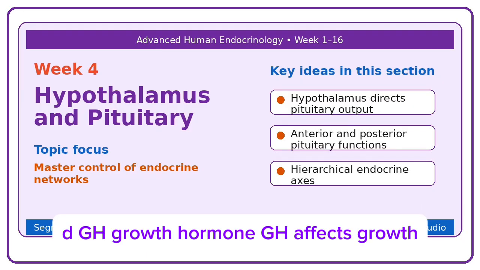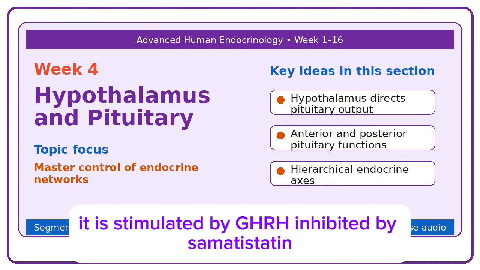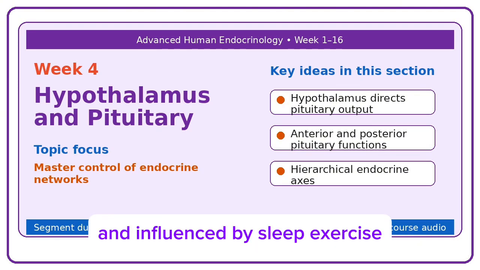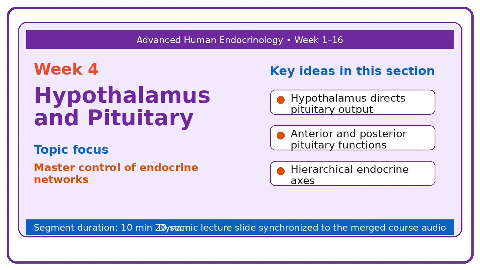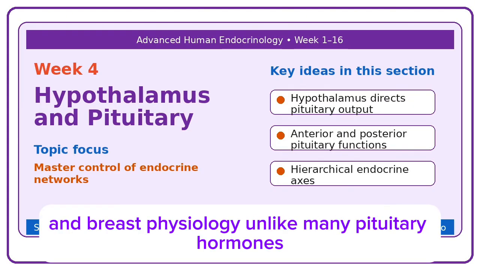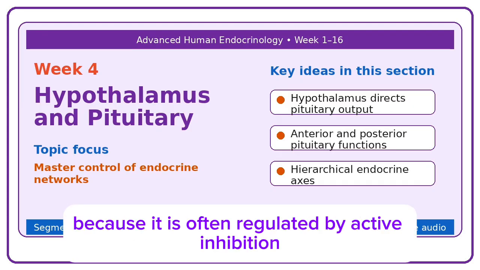D. GH, growth hormone. GH affects growth, metabolism, and body composition. It is stimulated by GHRH, inhibited by somatostatin, and influenced by sleep, exercise, nutrition, and metabolic state. E. Prolactin. Prolactin is important in lactation and breast physiology. Unlike many pituitary hormones, its secretion is strongly restrained by hypothalamic dopamine. Thus, prolactin is notable because it is often regulated by active inhibition.